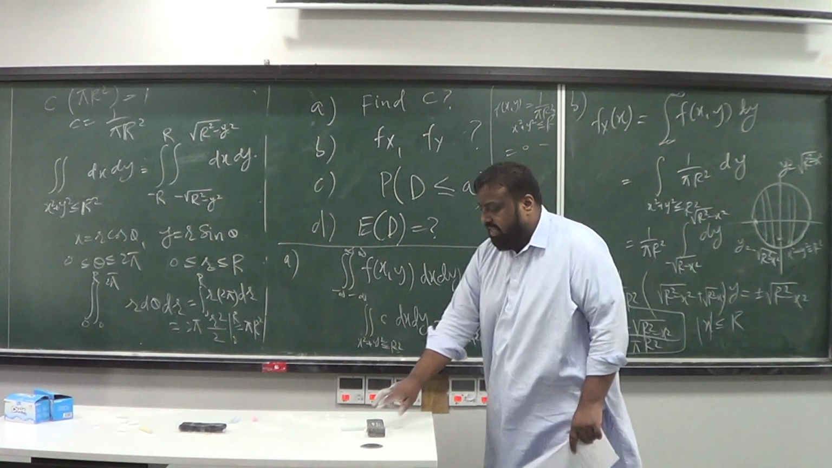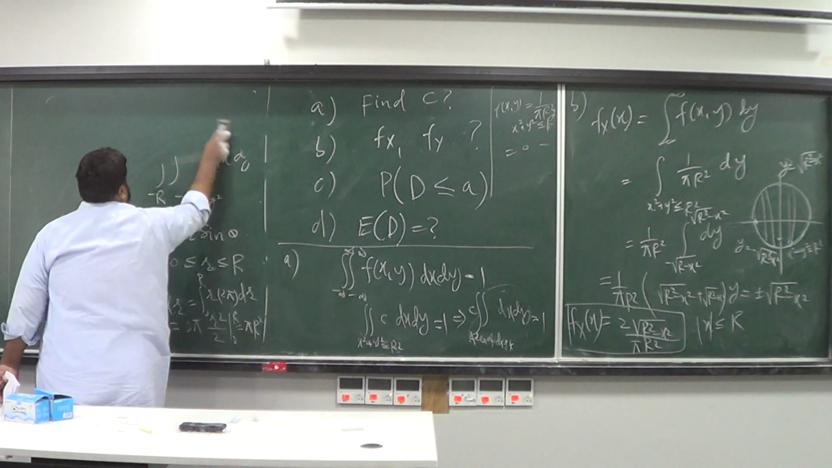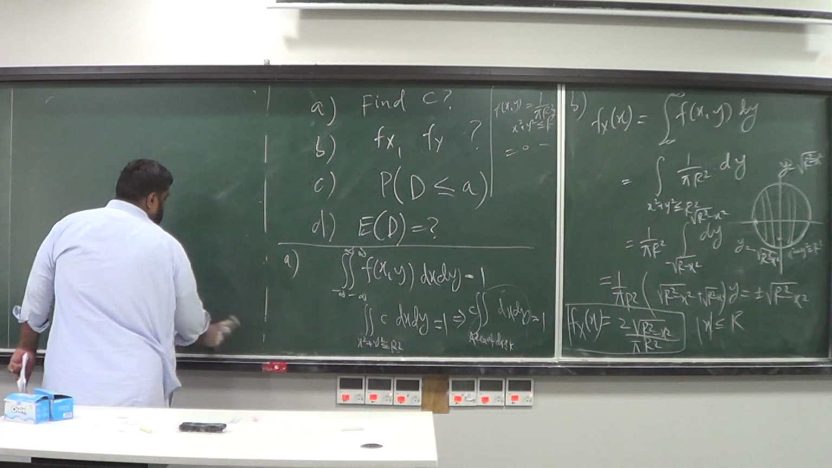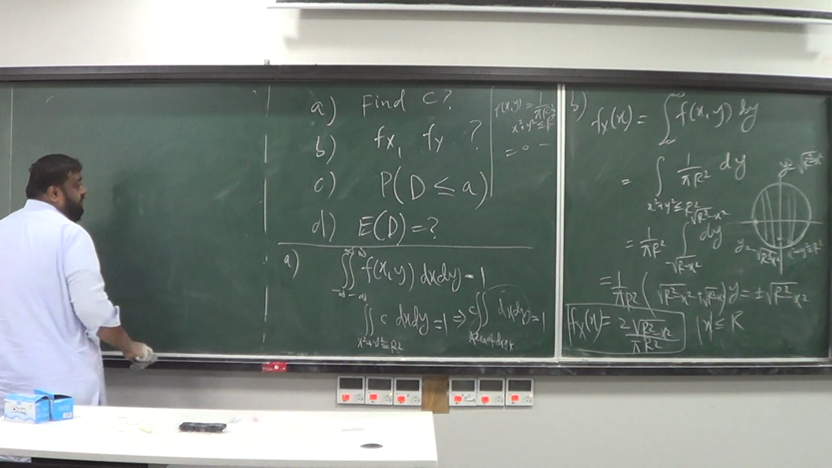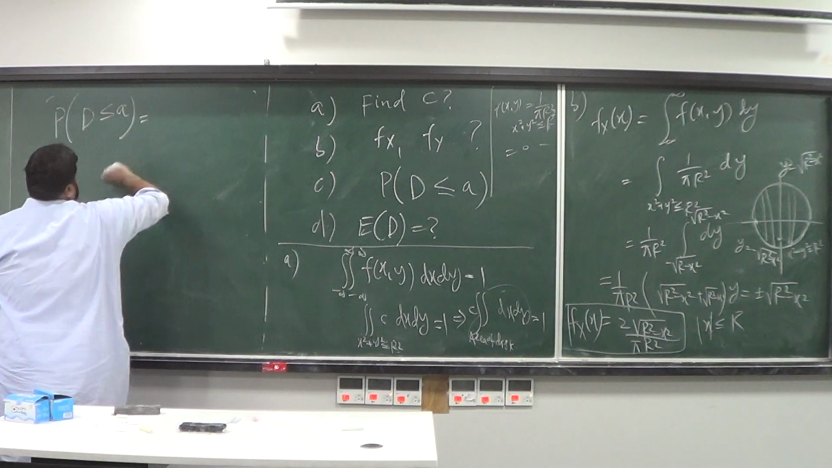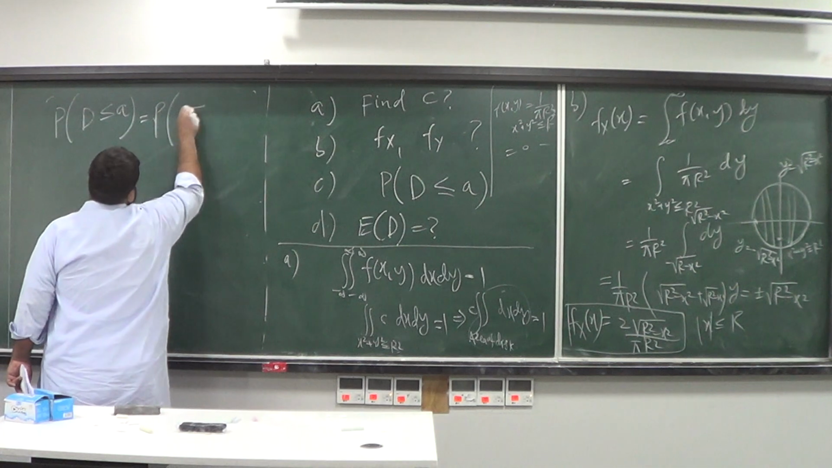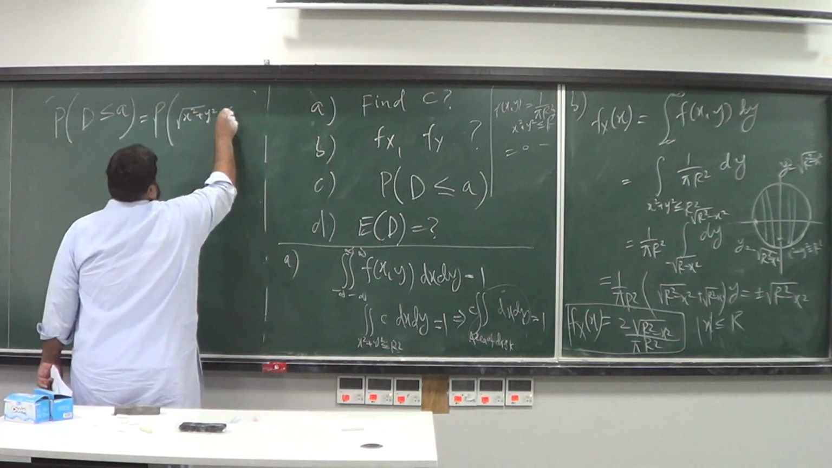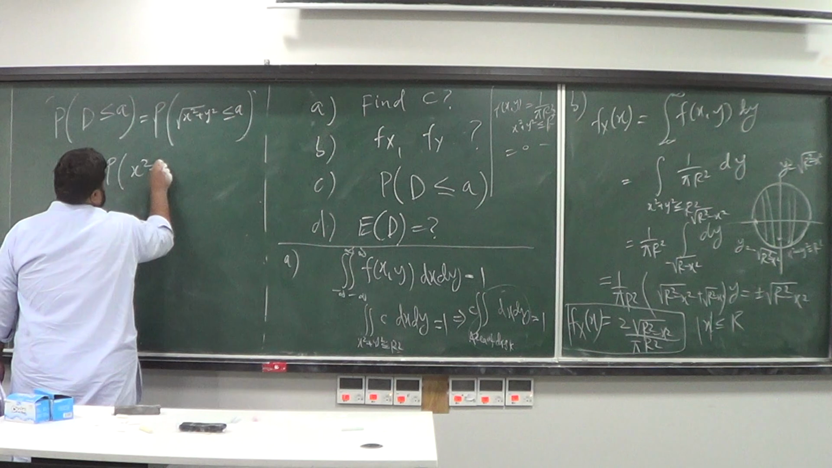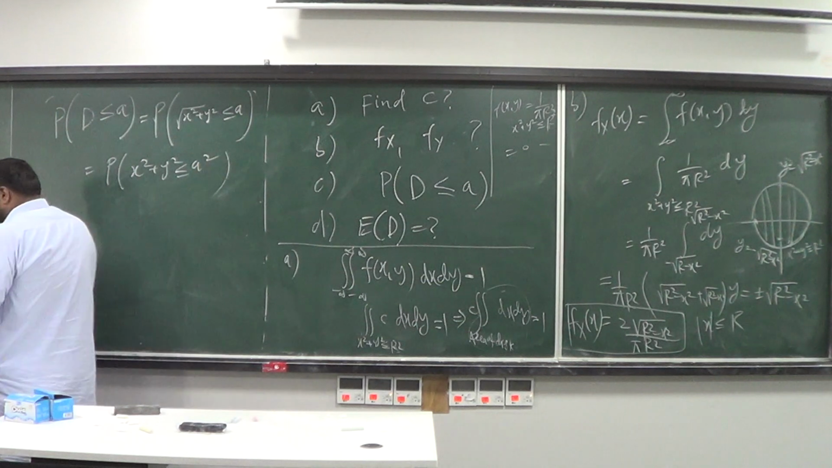And now, what I would like to compute is this third quantity: what is the probability that the distance between the origin and the point where I am hitting the dot is less than or equal to a fixed number A? So I'm interested in computing the probability that D is less than or equal to A. Obviously the distance between the origin and this arbitrary point is going to be the square root of X square plus Y square, less than or equal to A. I can compute this probability even more explicitly as X square plus Y square less than or equal to A square. So I need to compute this.